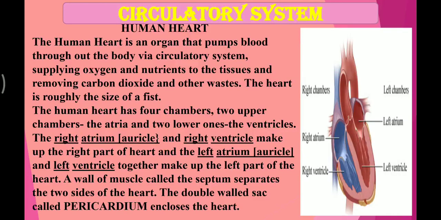Between these two chambers, right and left, how are they divided? There is one muscle layer called the septum. What is that called? Septum, which separates the two sides, right and left. It is the muscle layer called the septum.